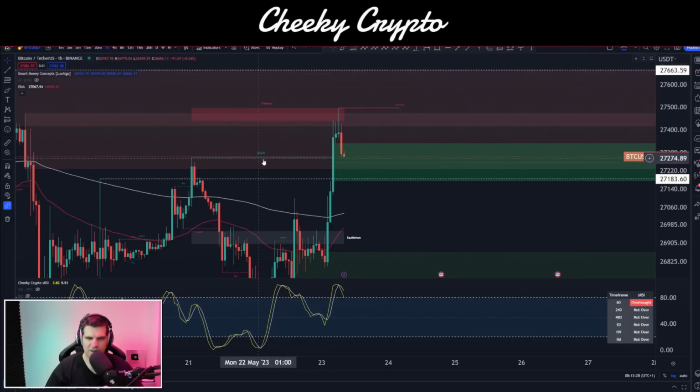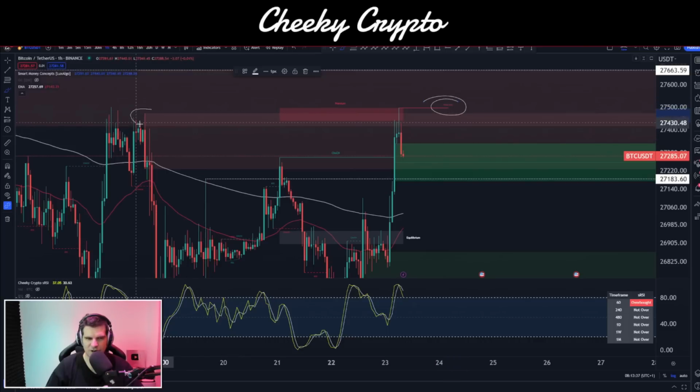So just keep in mind that we've got step 1. Step 2 is to get a break of structure, a BOS. So we've got to come up higher than what is now a weak high. This was previously a strong high. This area here was a strong high. Now we've got a weak high, so we broke up above it ever so slightly.